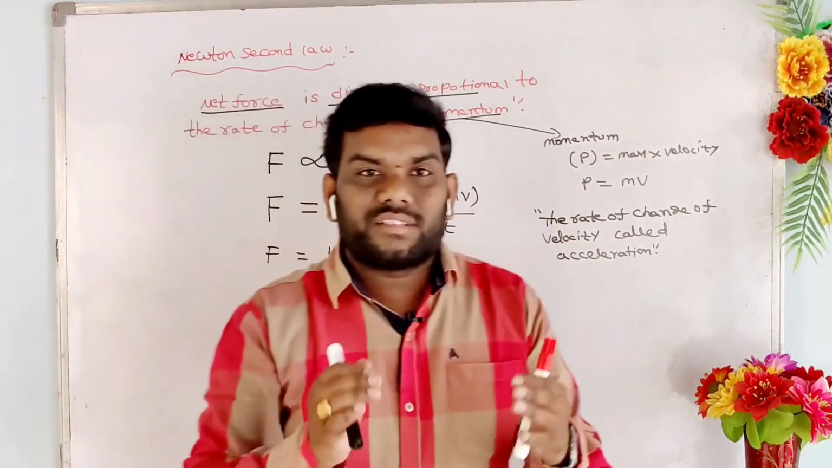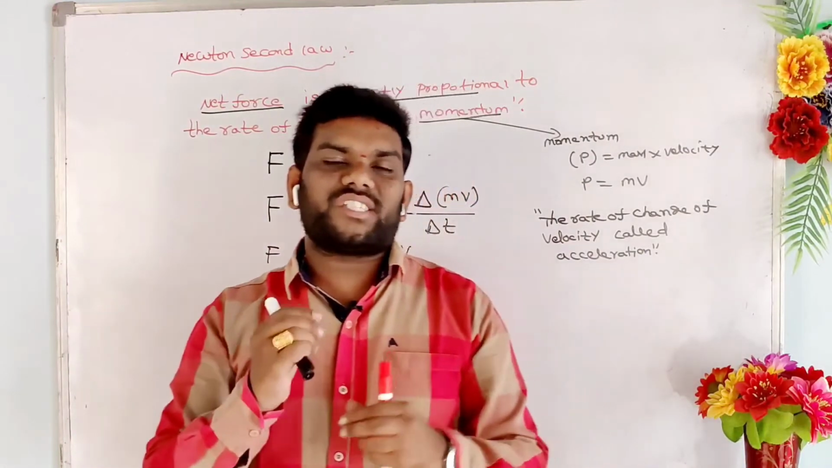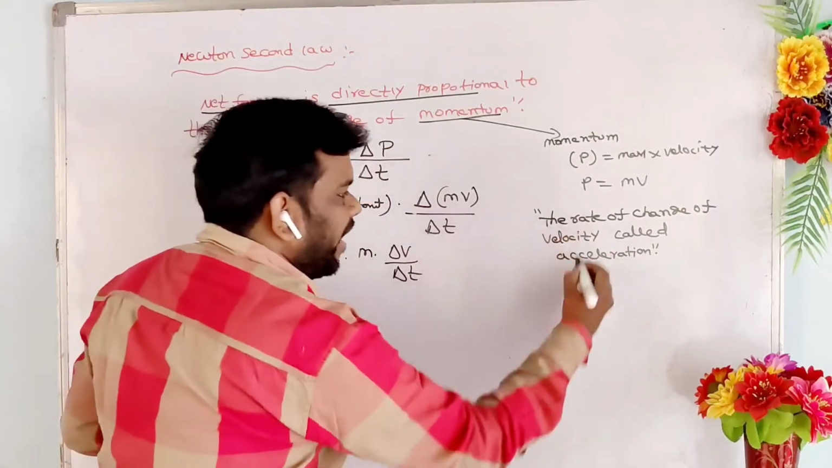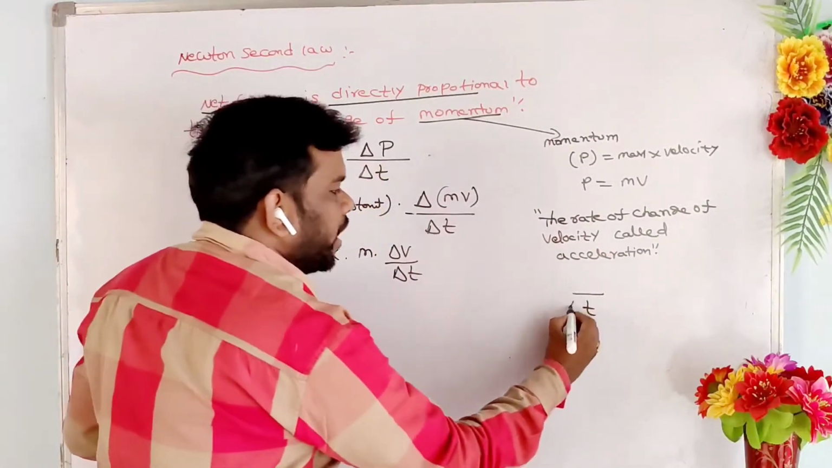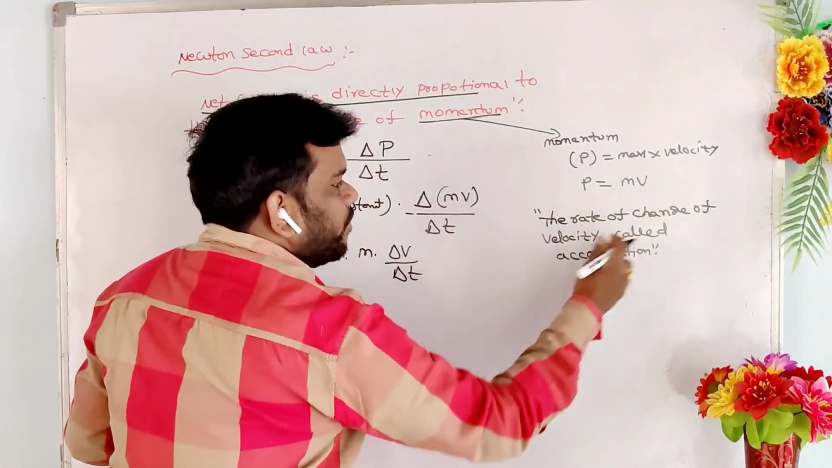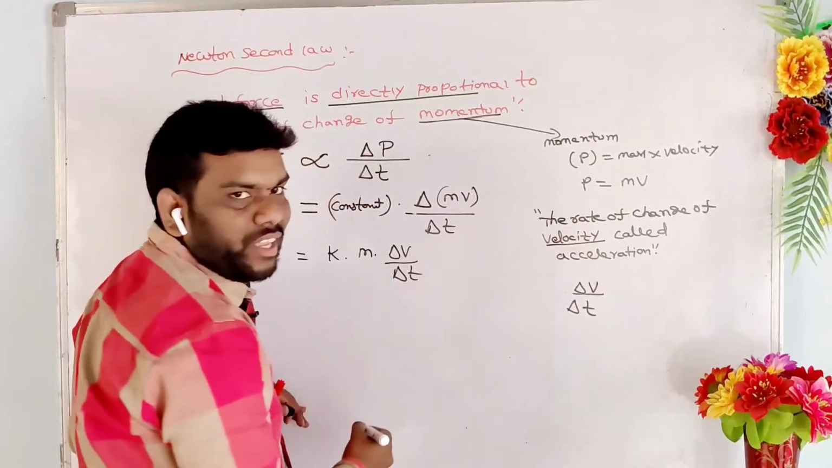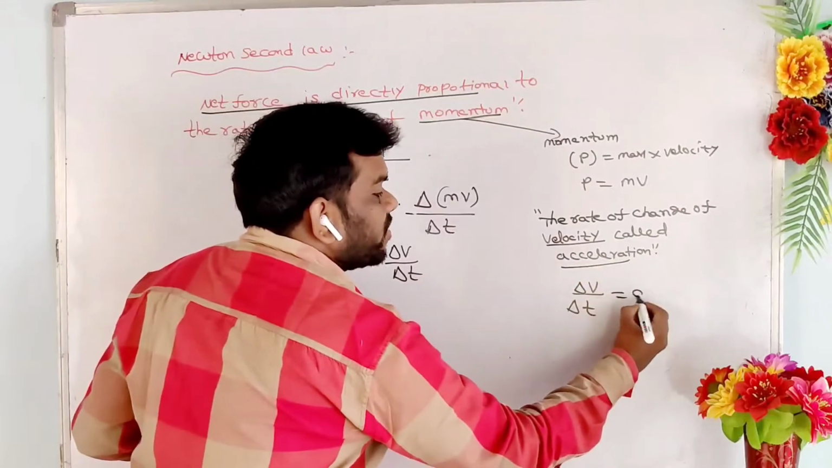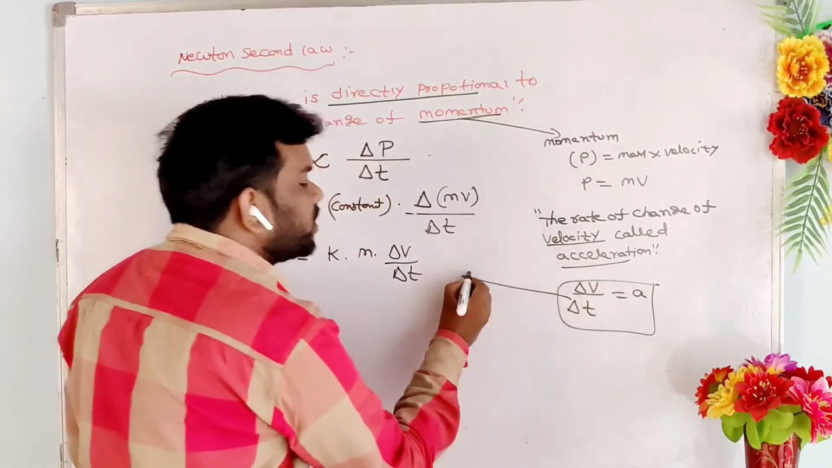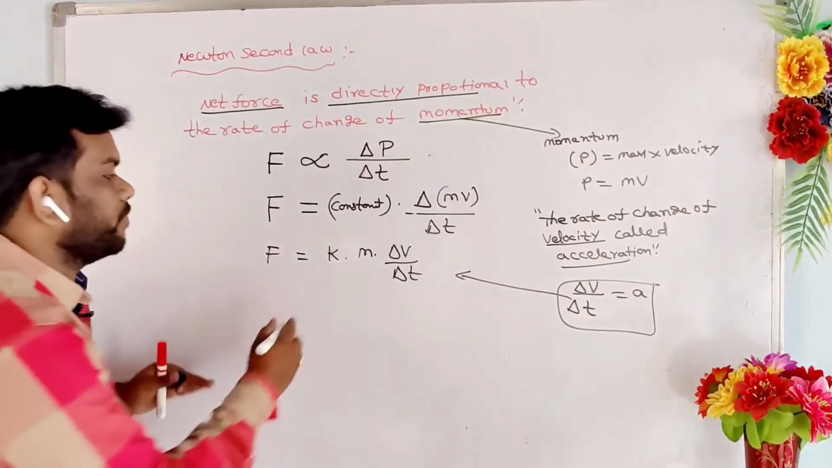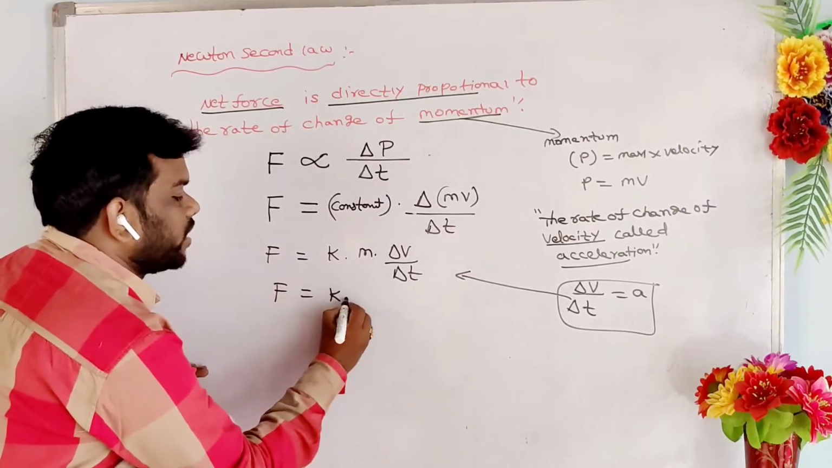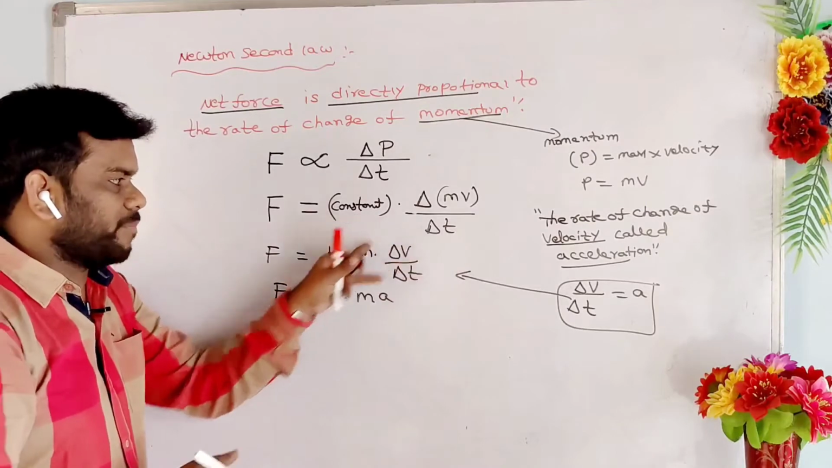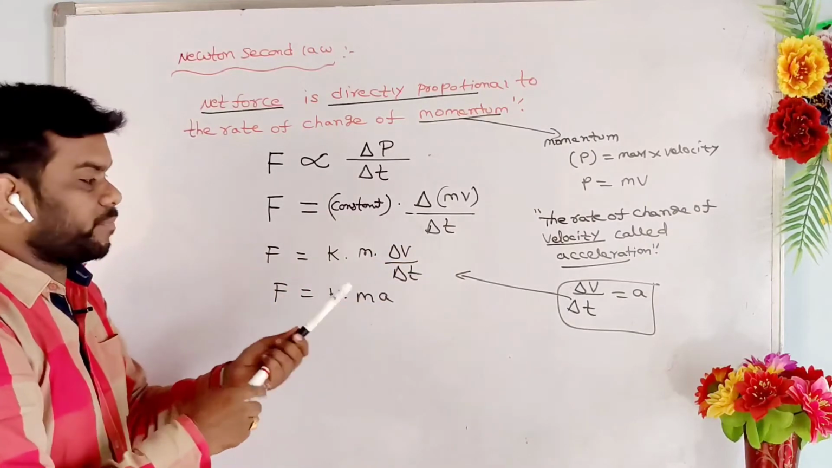So the rate of change of velocity is called acceleration. Finally, rate means time, change means delta, velocity means V. So delta V by delta T means acceleration, that is equal to A. Substitute this A in the equation F is equal to K into ma. Delta V by delta T is a replacement of A.